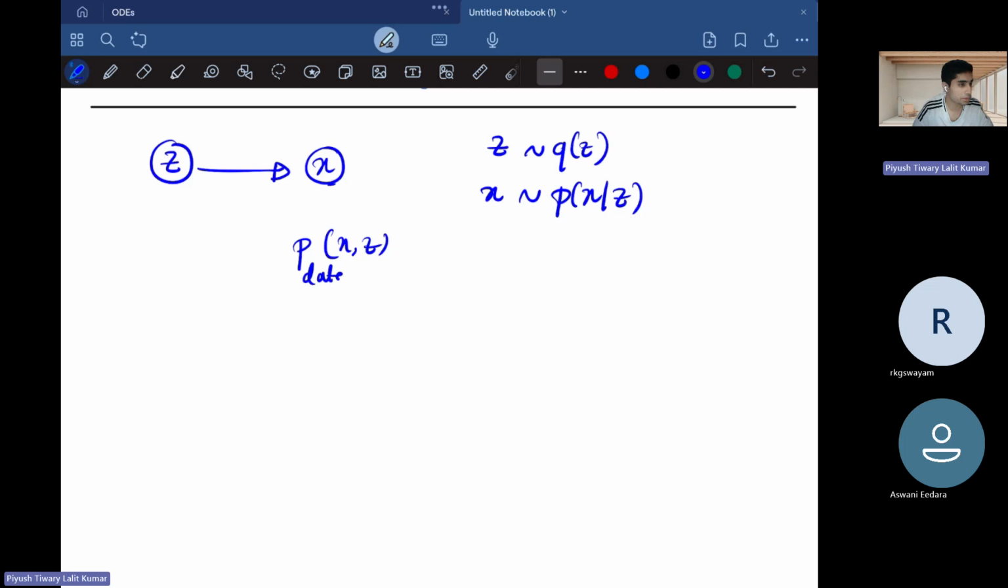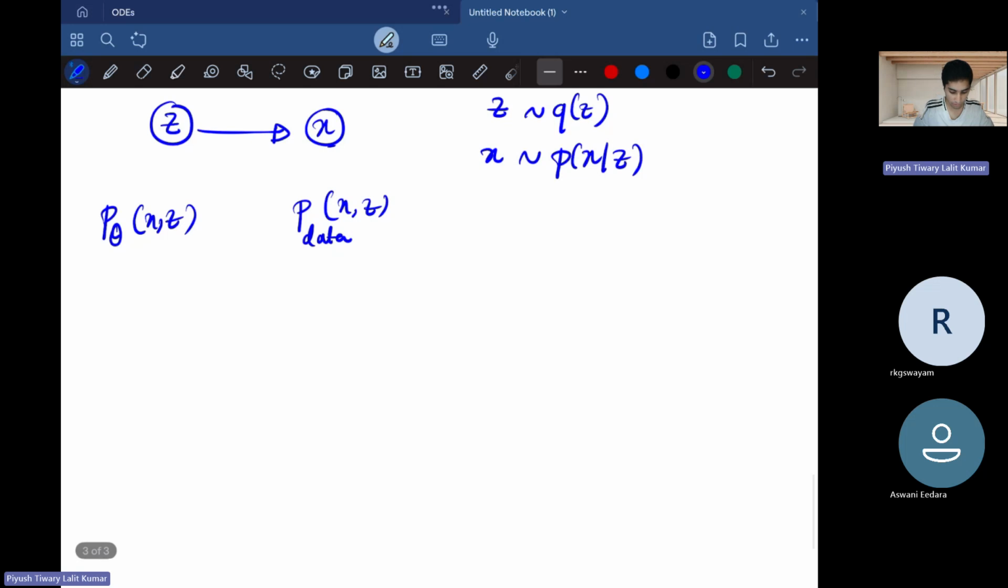To learn this joint distribution, what you are usually going to do is parameterize it. You are going to use a parametric model P theta of X comma Z, and you're going to learn this theta so that P theta of X comma Z is close to P data of X comma Z. Does that make sense?